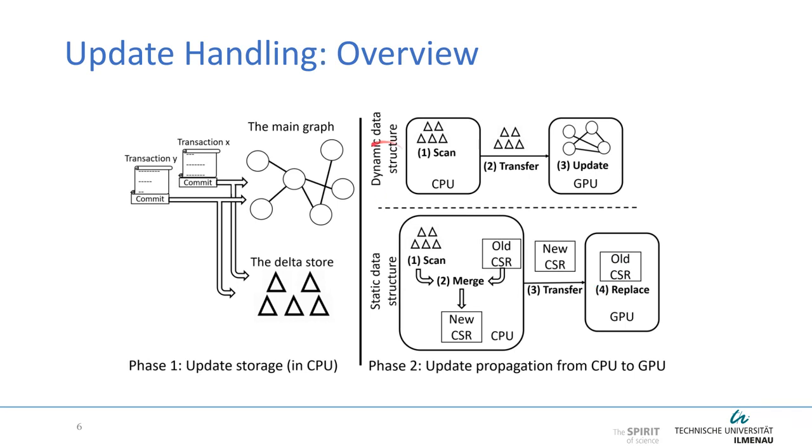On the other hand, if we have a dynamic data structure, the update propagation still starts with the scan. We scan the deltas and get the deltas that are relevant for the current update propagation cycle, and then we transfer only the deltas. That's against the other scenario where we transfer the entire CSR. So we transfer only the deltas, and then we update the dynamic data structure in place on the GPU. So this is a short overview of the update handling approach that we made use of.